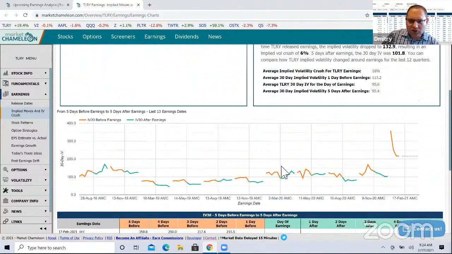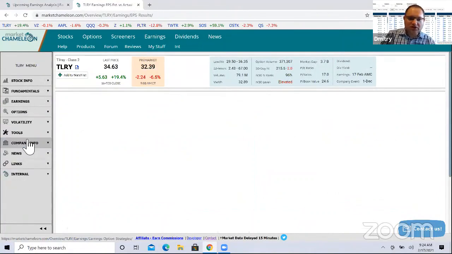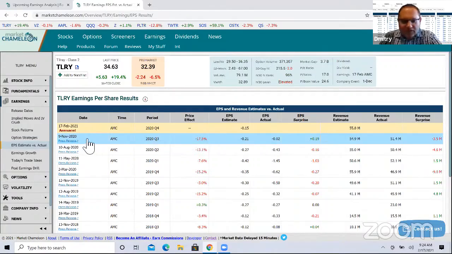So let's just take a look at what TLRY did since it last reported earnings. Okay, actually, before that, let's take a look at its last reported earnings. So I'm going to look at this earnings per share estimate versus actual. We see here November 9th reported earnings. Analysts' expectations were losing 21 cents earnings per share. It lost 2 cents, so that was better than expected. It didn't lose as much as the analyst consensus.